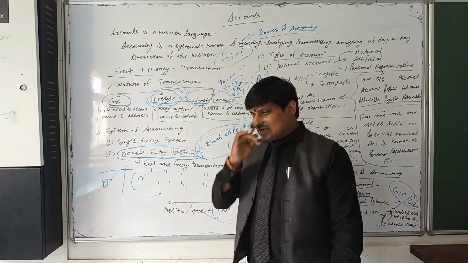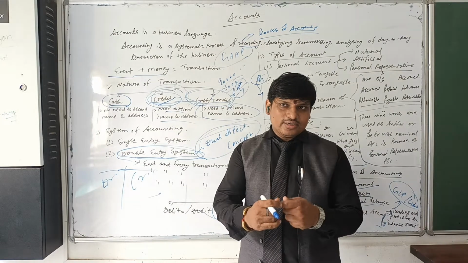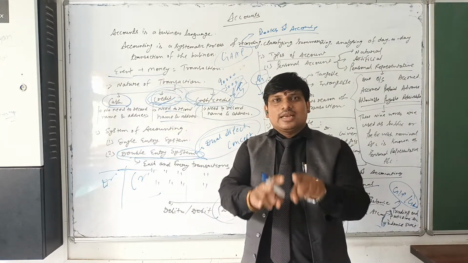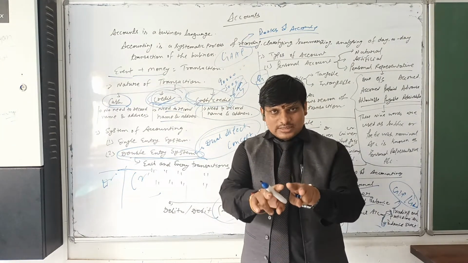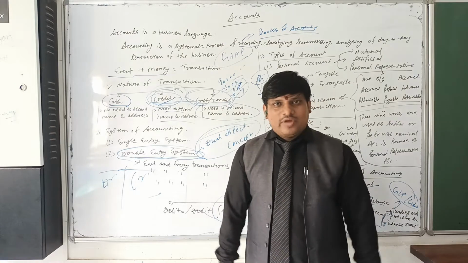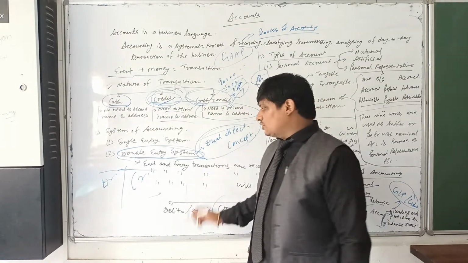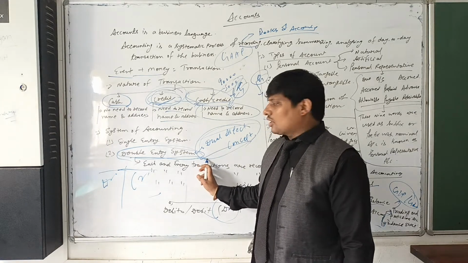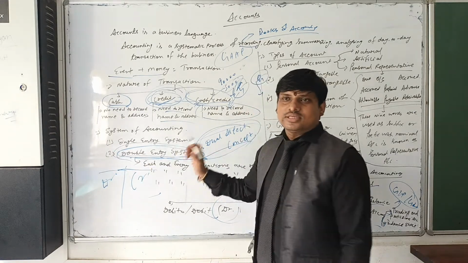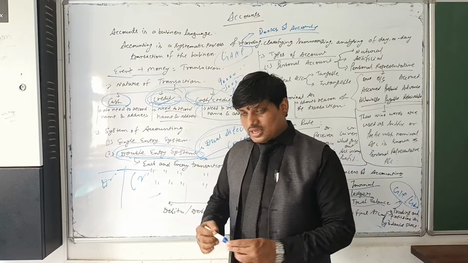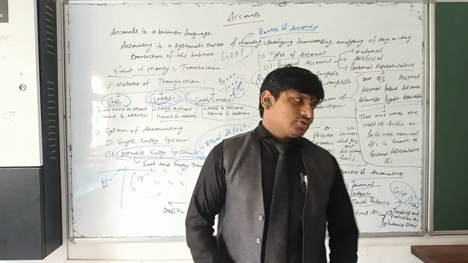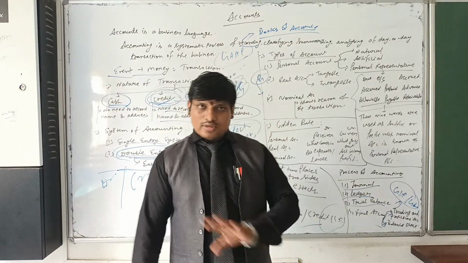So what is debit and credit? Debit and credit is the name of two sites, two places, two effects, where accounting transactions are recorded according to the dual aspect concept or the double entry system. So this is the system of accounting, and we work on the double entry system. So debit and credit. Clear?